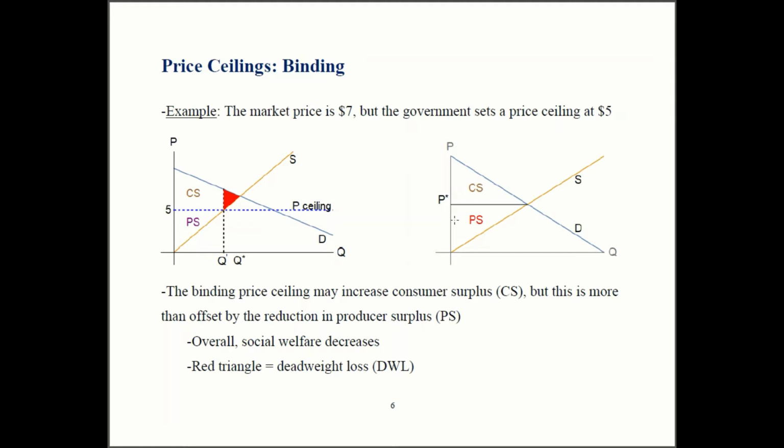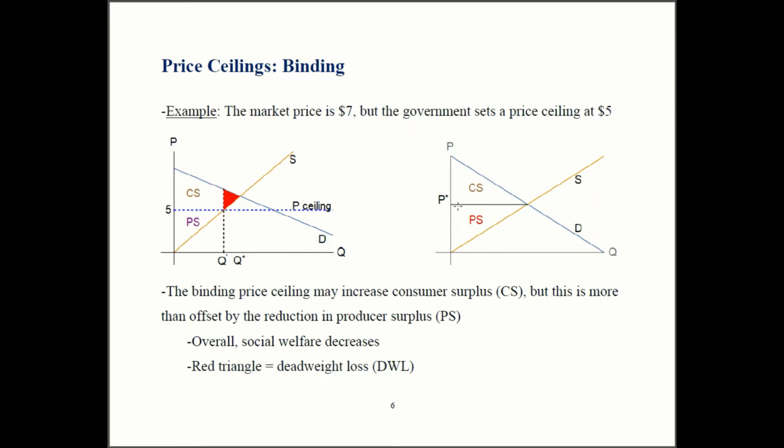Producer surplus, PS, is this lower triangle over here. That's the gap between the price the producer would be willing to accept, that's on their supply curve, and the price they actually get in the marketplace. So if you're willing to sell for a price as low as $3, but the market price is $7, you're getting a $4 surplus.